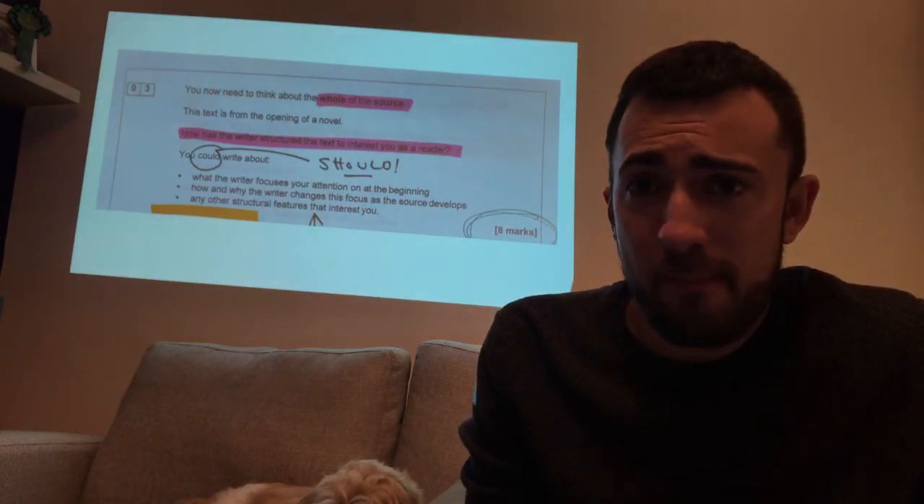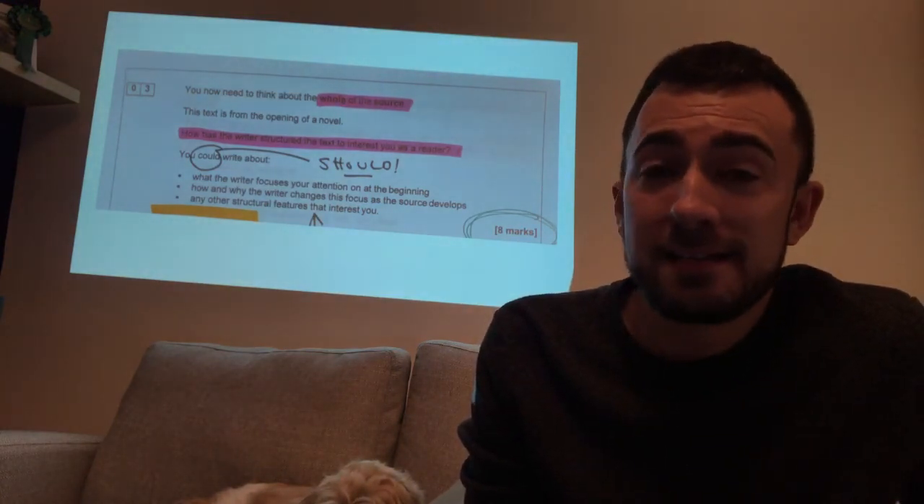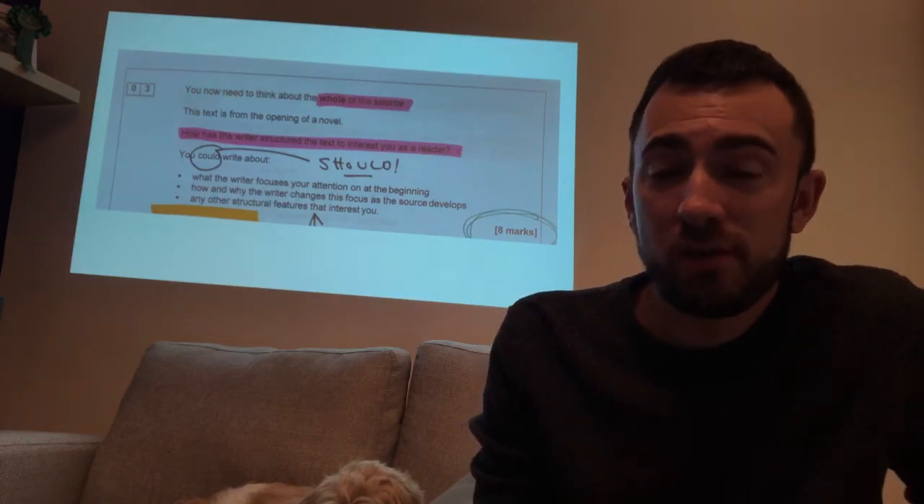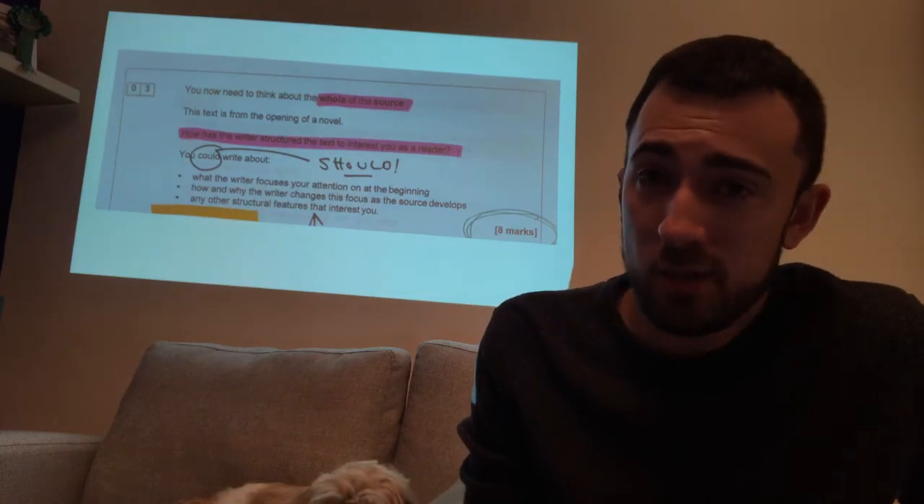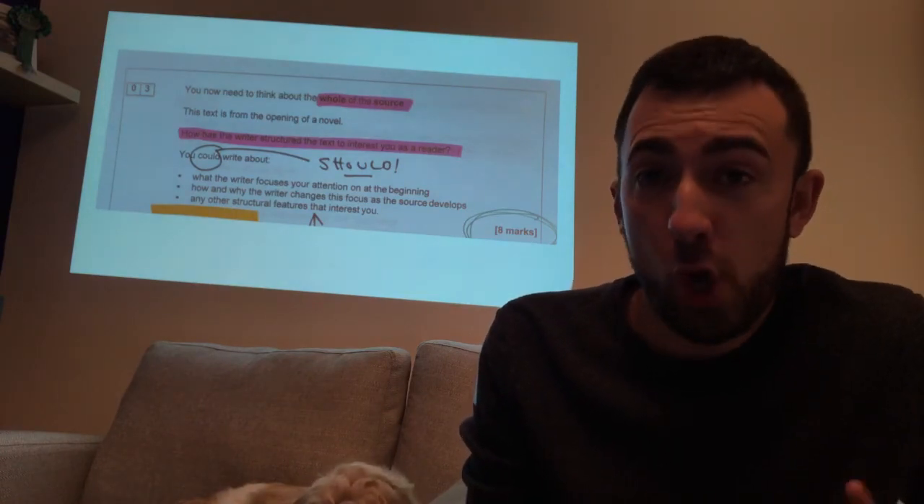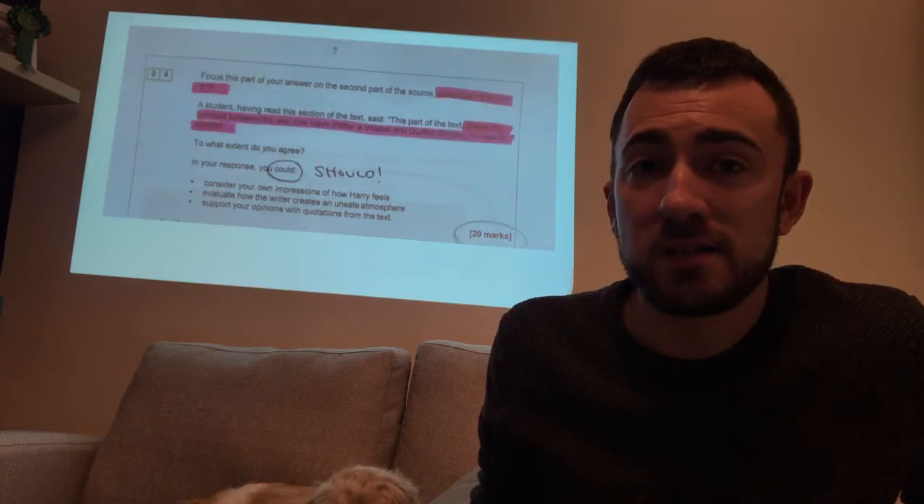First bullet point is to write about what the writer has focused your attention on at the beginning. Second bullet point, how has the writer changed the focus? It means, having read this question and annotated it, we now understand it, so when we read the extract for the first time, we can look out for those things on our first reading.